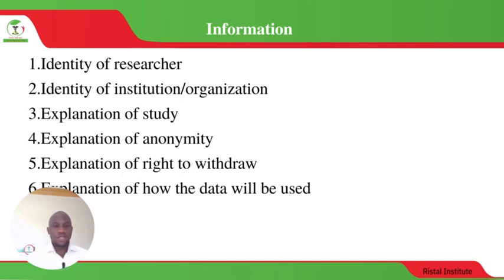The information that you need to provide to the research participant in order for them to make the informed decision includes who you are, so your identity and which organization you're working for, the nature of the study, the aim of the study, and how they will actually participate in the study and their right to withdraw from the study, and how the data will actually be used and/or stored, and that identifiers will not be used in the research process.